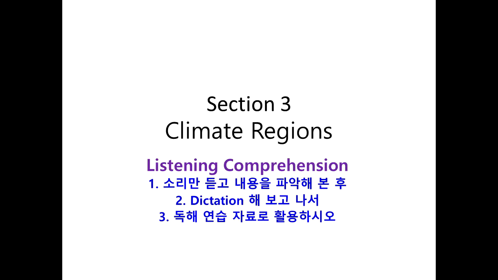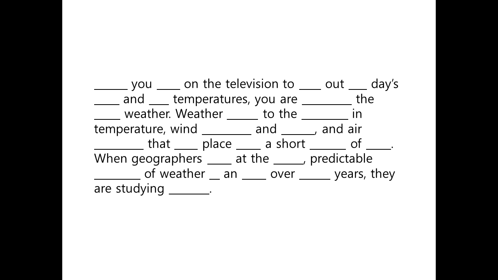Section 3, Climate Regions. When you turn on the television to find out the day's high and low temperatures, you are checking the local weather. Weather refers to the changes in temperature, wind direction and speed, and air moisture that take place over a short period of time. When geographers look at the usual predictable patterns of weather in an area over many years, they are studying climate.